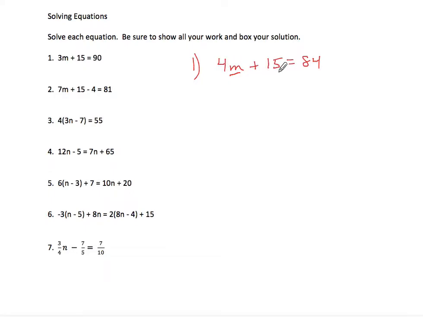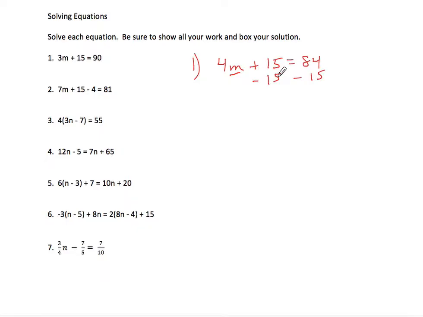And I have to get rid of this plus 15. And to get rid of the plus 15, I have to subtract by 15. So I always find it easier to do sort of the reverse order of operations. So normally we do multiplication and division first. I'm going to do subtraction and addition first. So I'm going to get rid of this plus 15 by subtracting 15 from both sides.